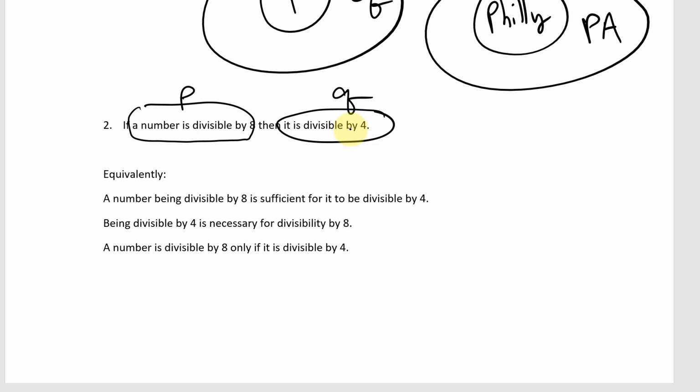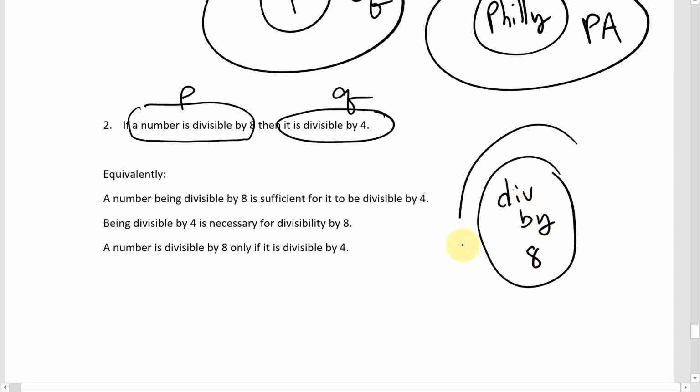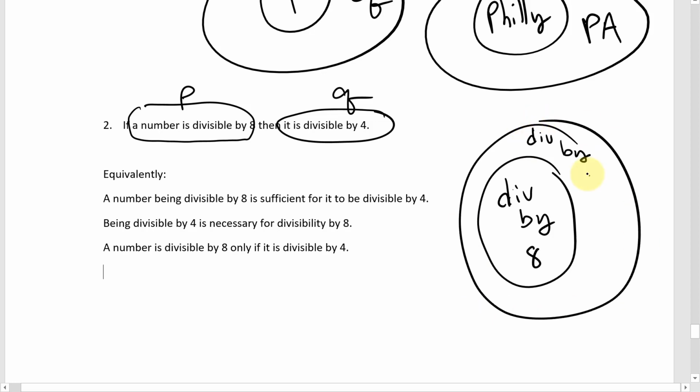A picture of that, we've got divisibility by 8 as kind of an inside circle and divisibility by 4 outside, because of the way in which this statement is, and this is actually true, of course. If a number is divisible by 8, then it would also be divisible by 4. And so being divisible by 8 is a sufficient condition for divisibility by 4. The divisibility by 4 is a necessary condition for being divisible by 8. And you could say that a number is divisible by 8 only if it is divisible by 4.